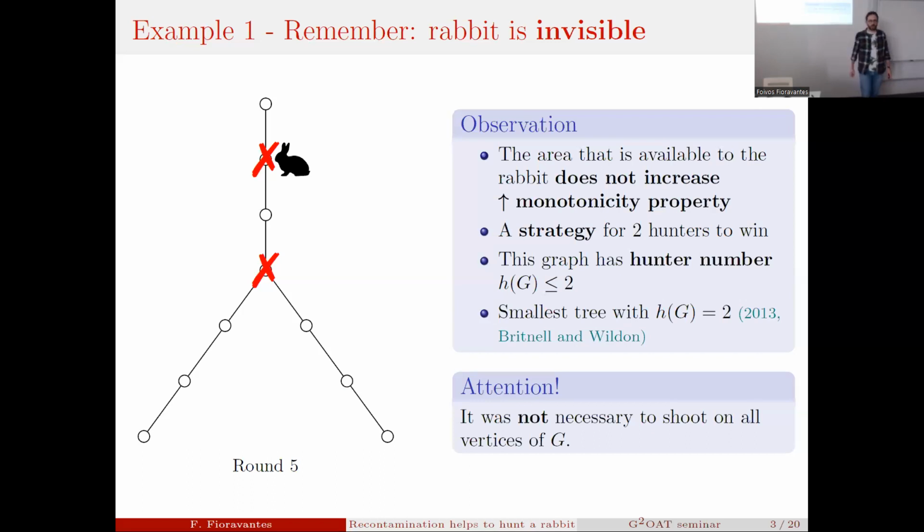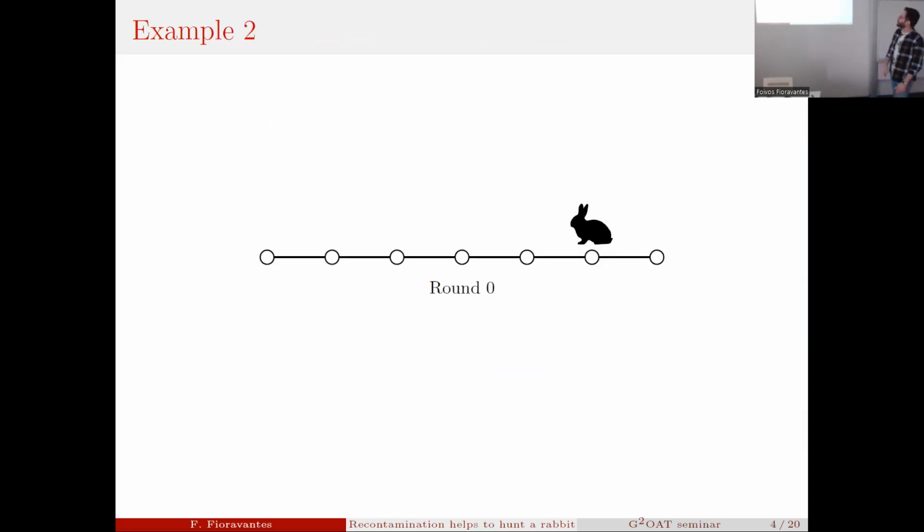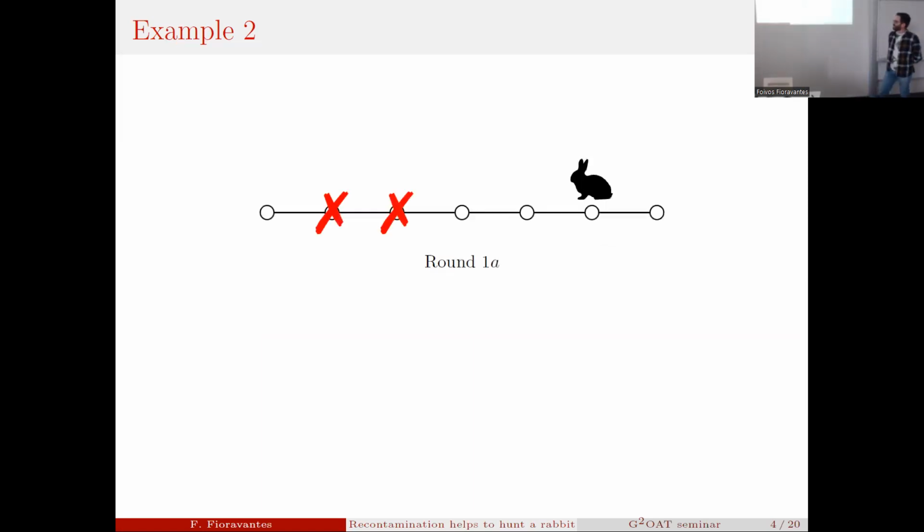Okay, so we saw an example. Let's see another example. How many hunters do you think we need for a path of arbitrary length? I take bets. One? Why? You can start shooting on every second vertex and then you go back. Who told you this? Where did you learn about this? Okay, so in our school of course.